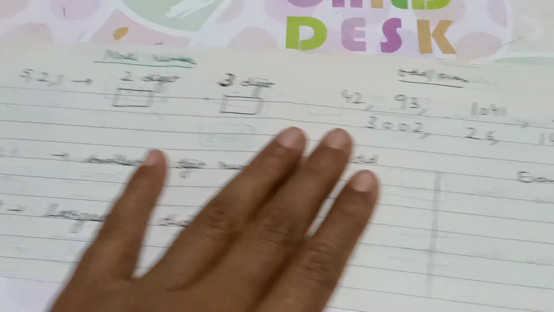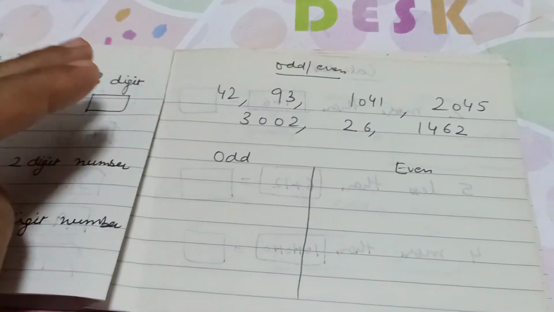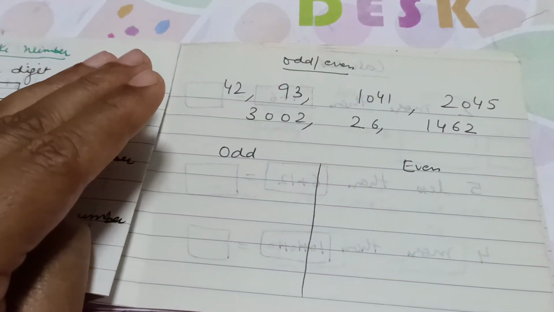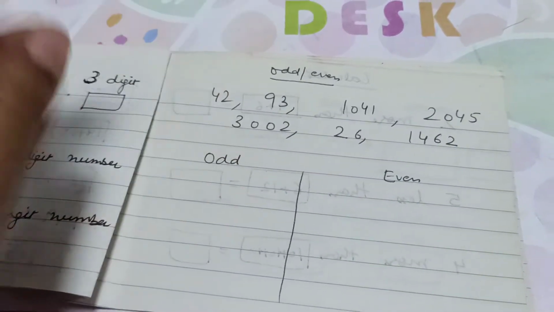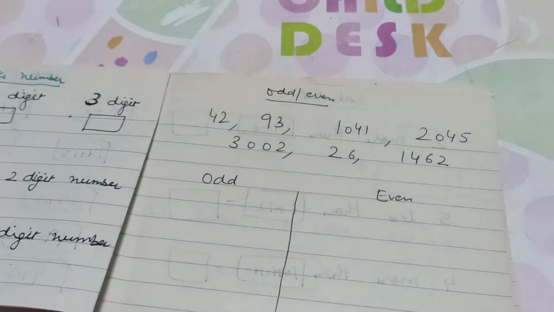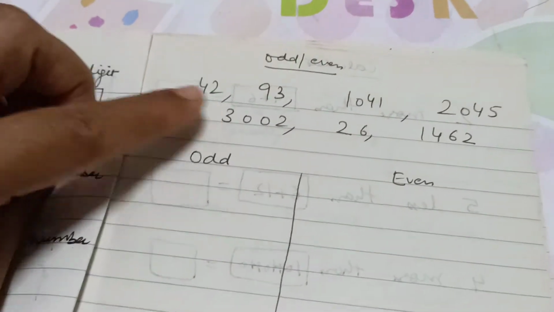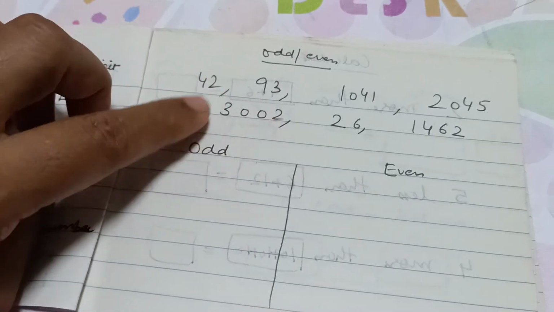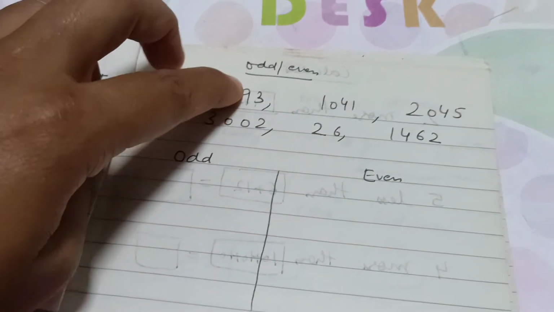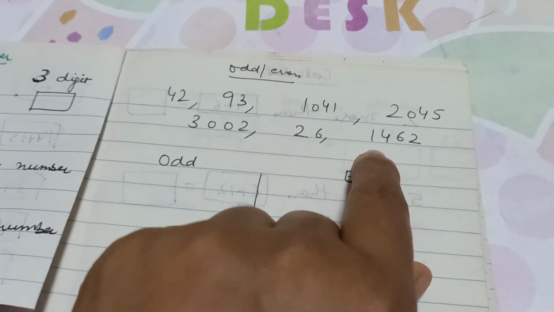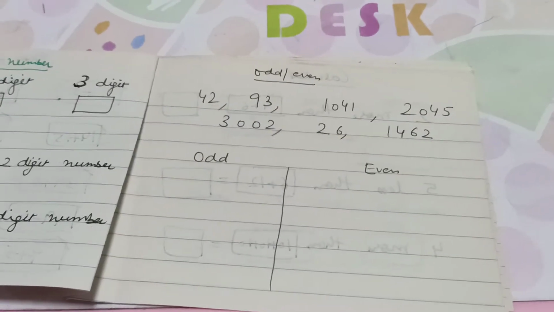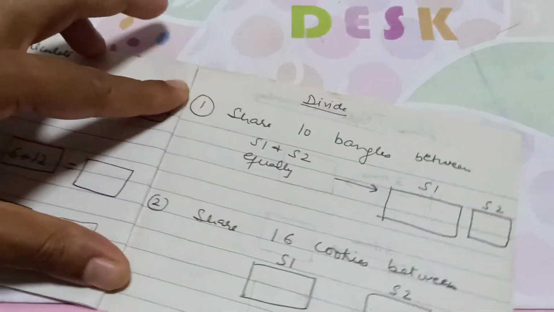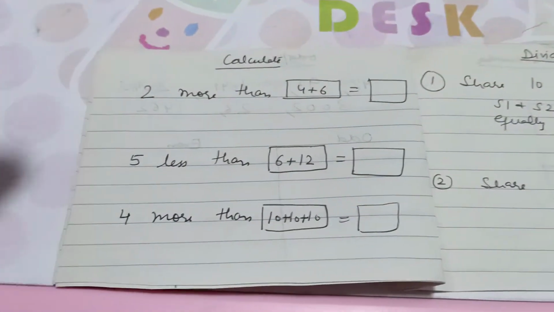Here we are practicing odd and even once again, because it still gets confusing to her. Like 93, she'll be sure it will be odd, but she gets confused whether to check the ones or tens. Like 3002, she will be confused whether to check 2 or 3. 42 will be easy, 93 will be easy, 26 will be easy, but when it goes to 1, 2, where the digits are different, it's confusing, so she will have to practice it here.